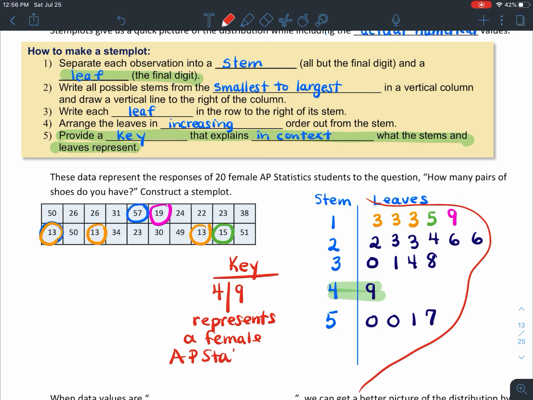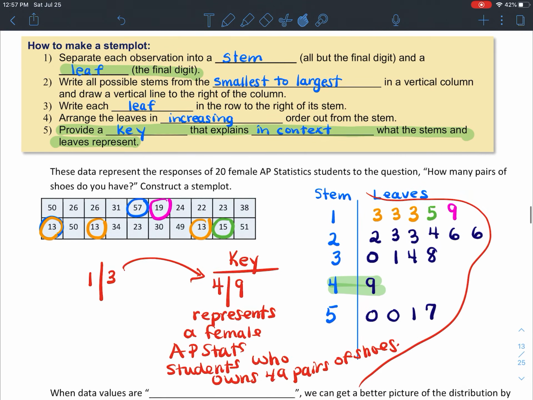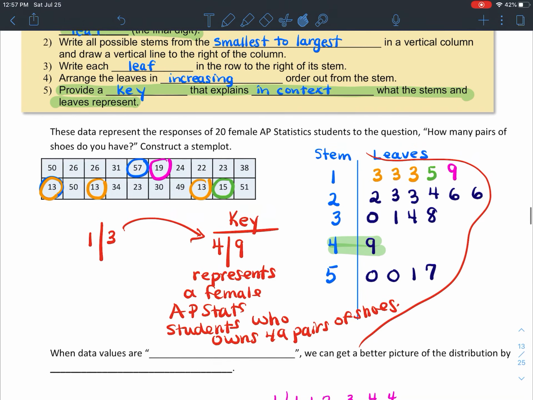a female AP Stats student who owns 49 pairs of shoes. Okay, that shows how to read it. You could pick one response. You could have put 1/13. You pick any of these answers and just use that as a demonstration in the key. You will get docked points if you do not include a key if an AP Stats test question asks you to create a stem and leaf plot.